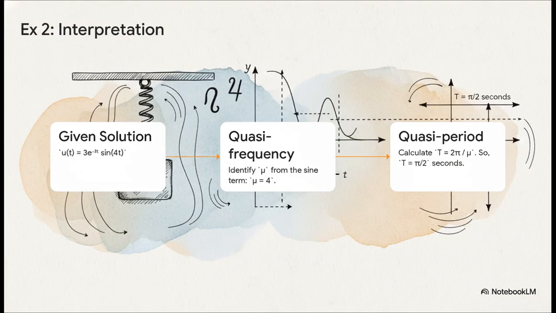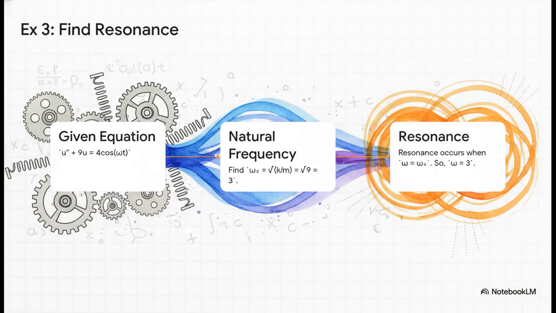Now, sometimes the problem works the other way. You're given the solution and you have to interpret what it means. Well, as soon as you see an exponential decay term and a sine term, you should be thinking underdamped. The number inside that sine function, the 4, that's what we call the quasi-frequency. And from there, it's super easy to calculate the quasi-period, which is just the time it takes to complete one decaying oscillation.